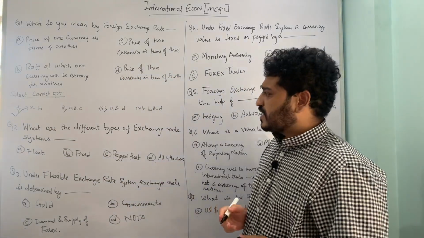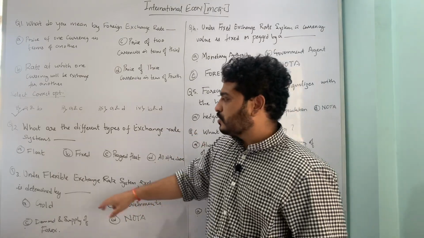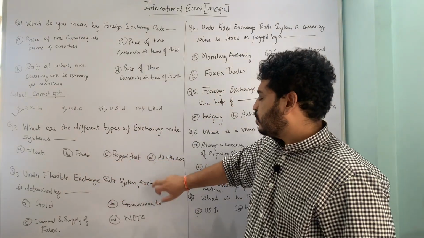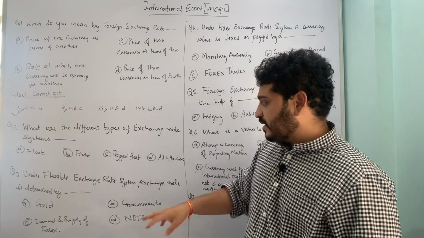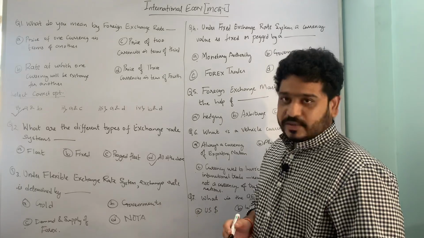Let us now move to the second MCQ. What are the different types of exchange rate systems? So we have A float, B fixed, C pegged float, and D all of the above. So you have seen exchange rate systems and their types. These are all the types of exchange rate systems, so all of the above is the correct answer.